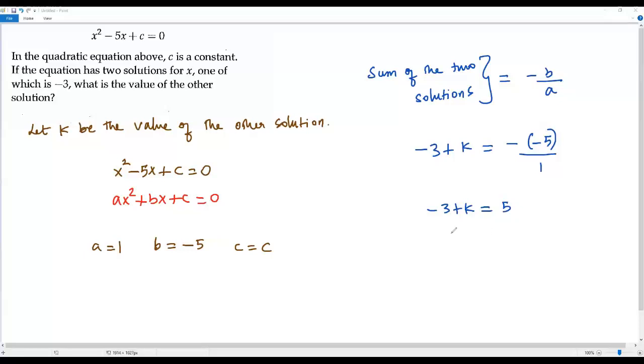My aim is to find the value of k, because k stands for the value of the other solution. To solve for k, I'm adding 3 to both sides. Negative 3 positive 3 will cancel out. I get k is equal to 8. So the value of k is 8. That means the value of the other solution is 8.